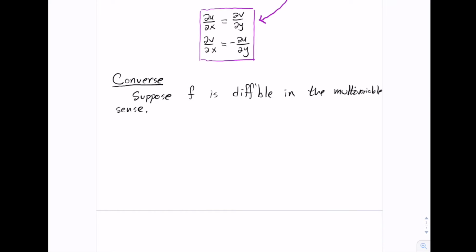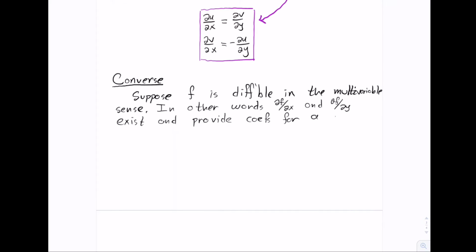So in other words, partial f partial x and partial f partial y exist and provide coefficients for a good linear approximation at z equals, in quotes, x comma y. Right, it's x plus iy, but let's just write x comma y.